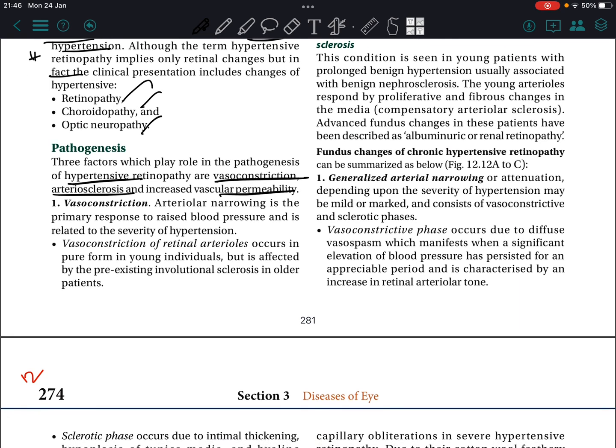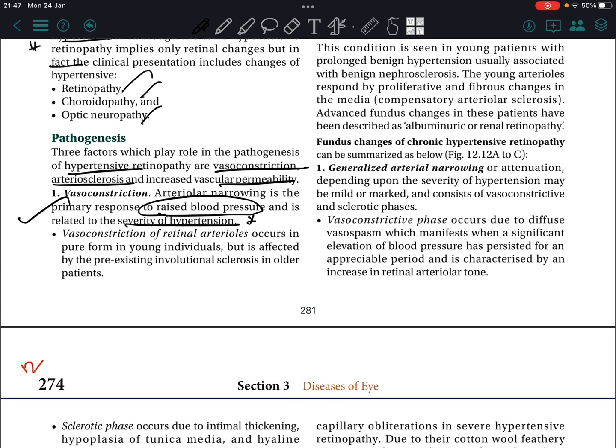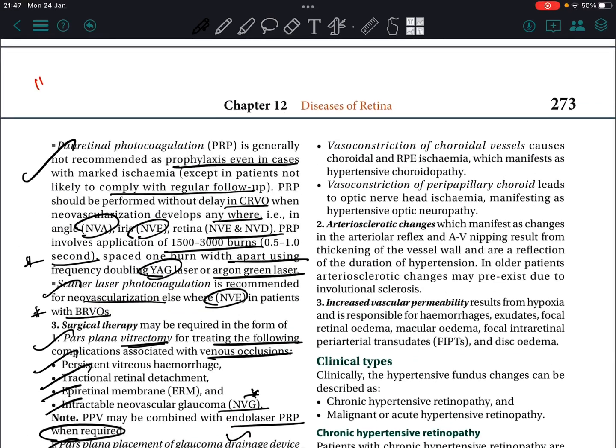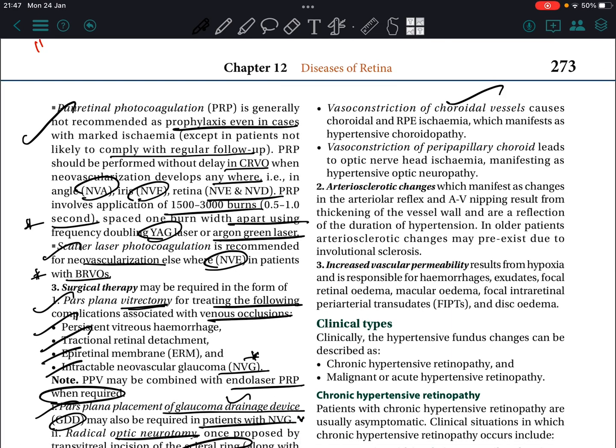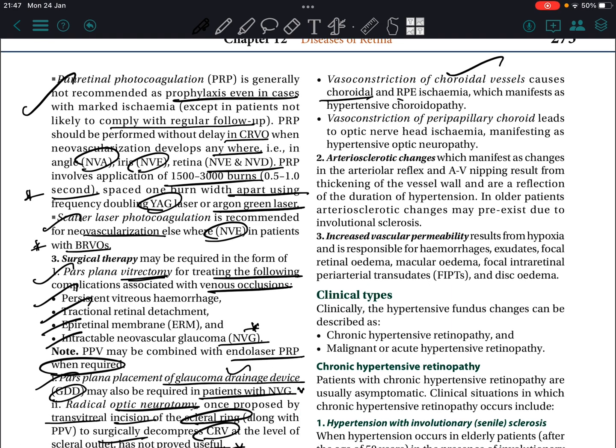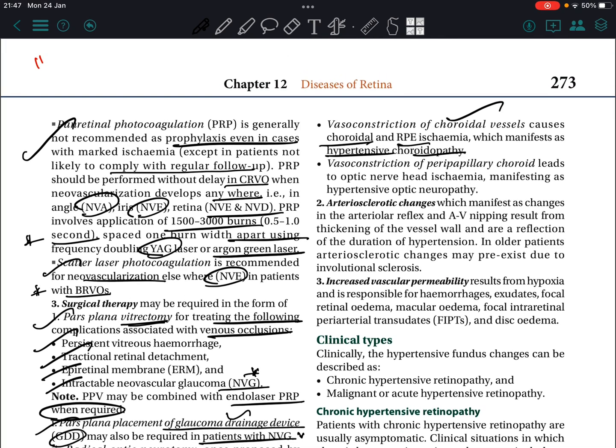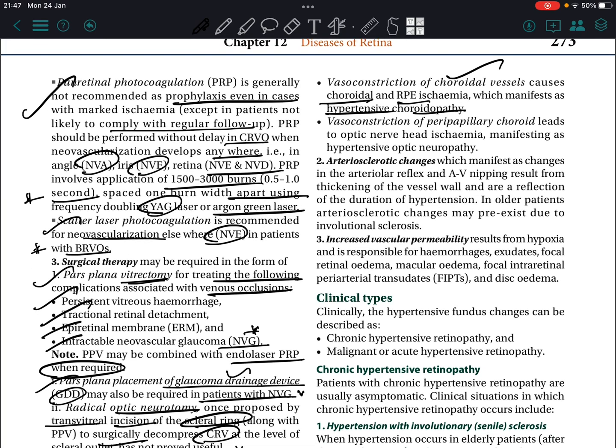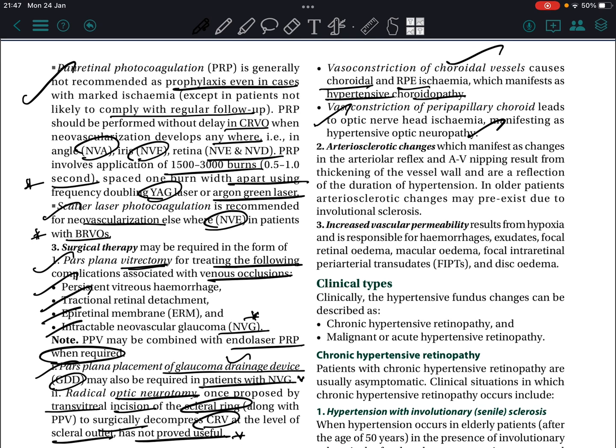Vasoconstriction. Arterial narrowing is the primary response to raised blood pressure and is related to severity of hypertension. Vasoconstriction of retinal arteries occurs in pure form in young adults but is affected by pre-existing involutional sclerosis in older patients. Vasoconstriction of choroidal vessels causes choroidal and RPE ischemia, which manifests as hypertensive choroidopathy. Vasoconstriction of peripapillary choroid leads to optic nerve head ischemia, manifesting as hypertensive optic neuropathy.